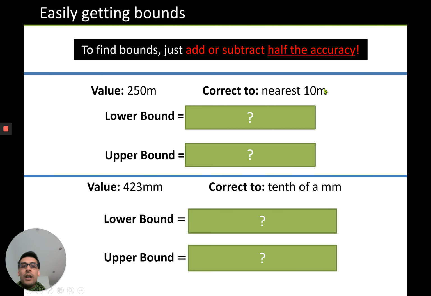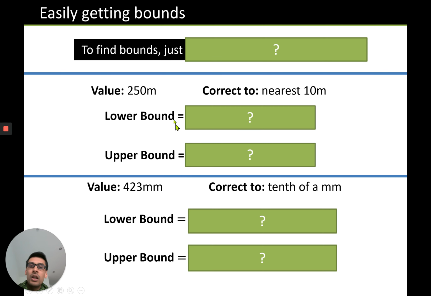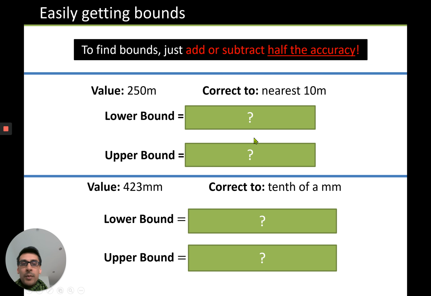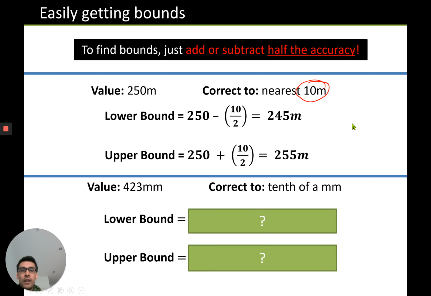So if I just go back one slide here, if the measure of accuracy is 0.01, if I half that, I get 0.005. And you can see if I add or subtract that, I get my two values. So going back here, if I'm measuring correct to the nearest 10, well, the upper bound will be 10 divided by 2, which is 5. So I'm going to add 5 to 250, and the lower bound, I'm going to subtract 5. So I get 245 and 255.